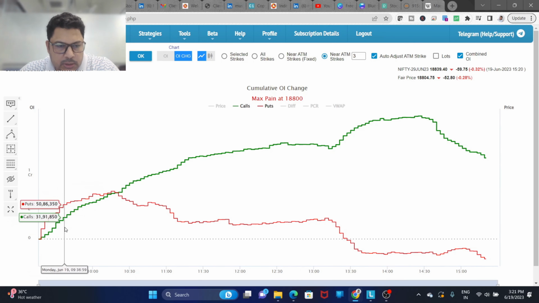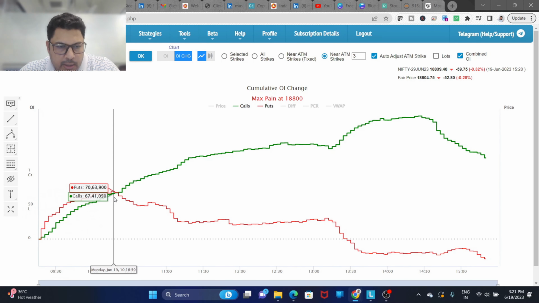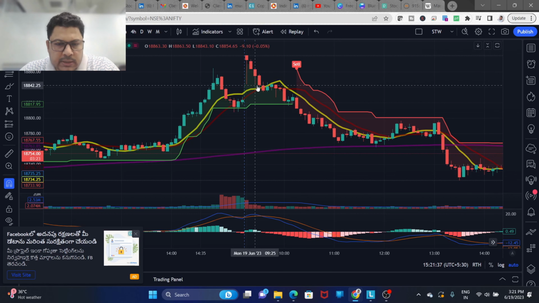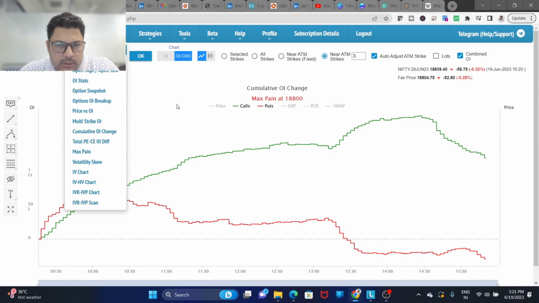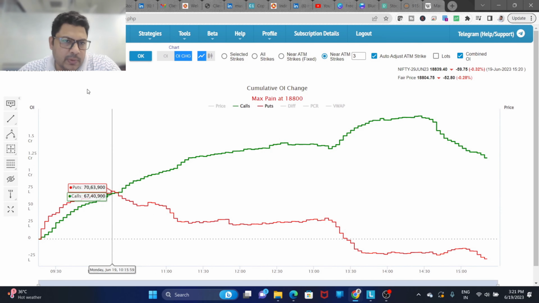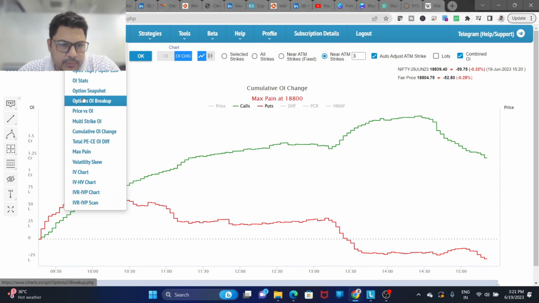You can see these calls were rising from the opening of the market, and from there the crossover happened around 10:60 here. So let's look at the chart as well. So the chart says that 10:16 is where we have got an entry on the super trend also, which is what this data is saying on cumulative OI change.